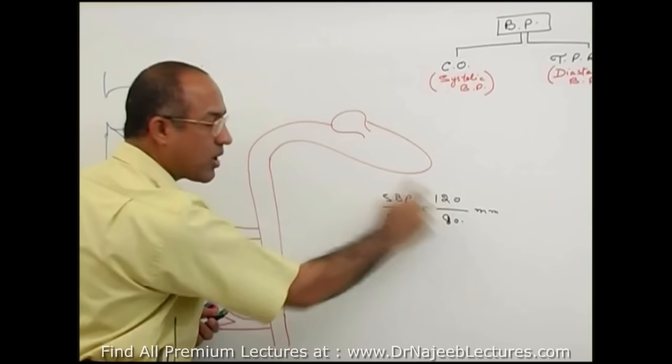It's an alpha blocker as well as a beta blocker, right? And of course, it does not produce reflex tachycardia. You understand why? Because it's blocking the beta 1 receptors as well.